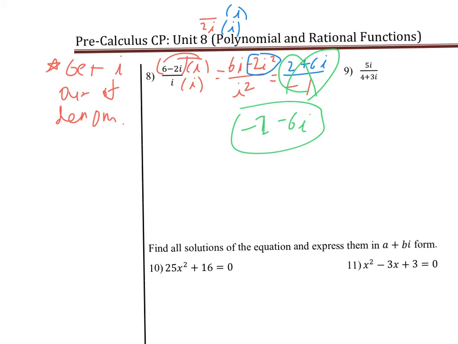Number 9 here, we have a complex number on the bottom, so that means I need to multiply by the complex conjugate. That is always kind of the same first term, but a different second term. So I'll do that on top and bottom. On top, I'm going to need to distribute. Sometimes you need to FOIL this, but in this case, it's just a distribute.